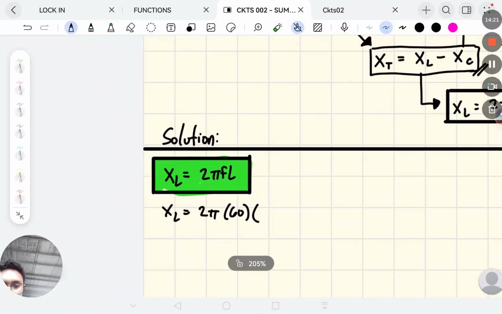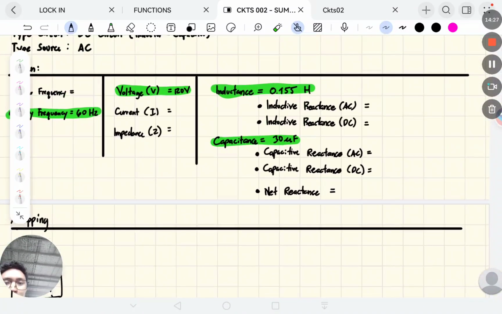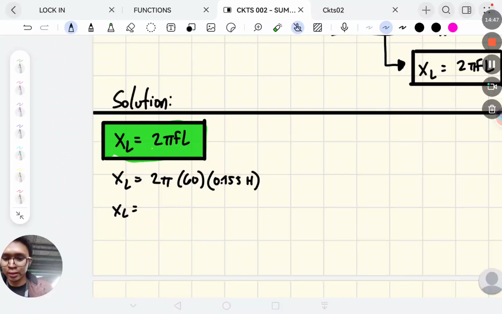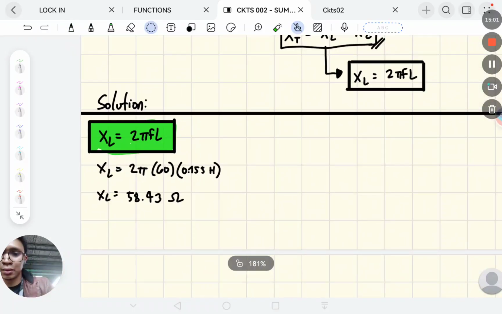0.155 Henry. Okay. And the answer is 2 shift by 60, 0.155 is 58.43 ohms po yan.